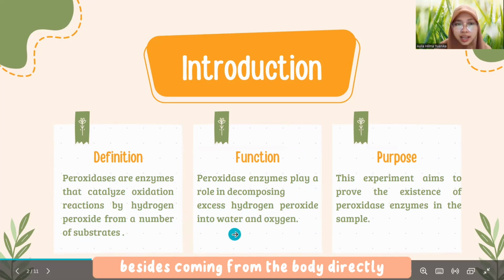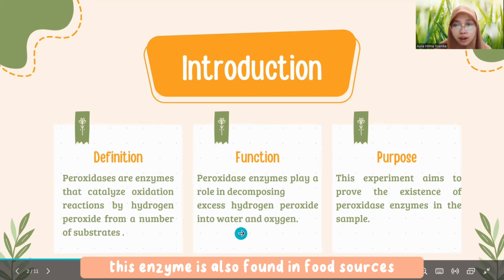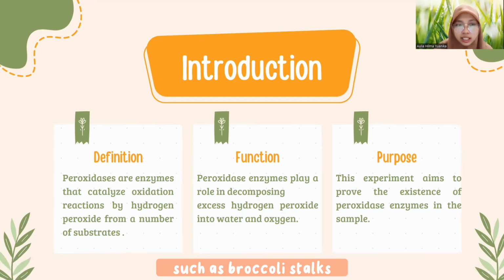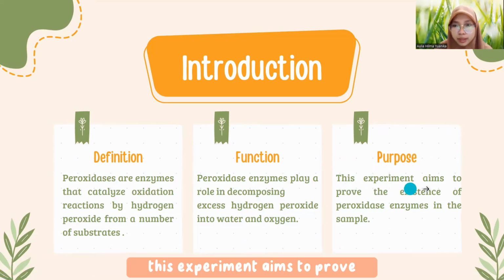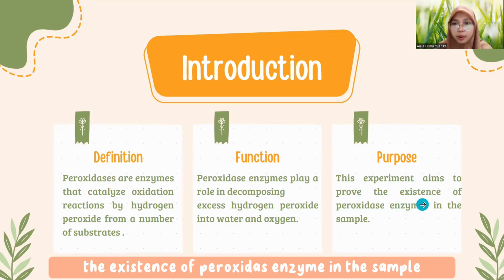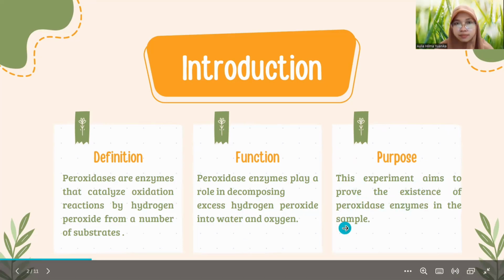Besides coming from the body directly, this enzyme is also found in food sources such as broccoli stalks, corn stalks, and white radish. And the purpose: this experiment aims to prove the existence of peroxidase enzyme in the sample.